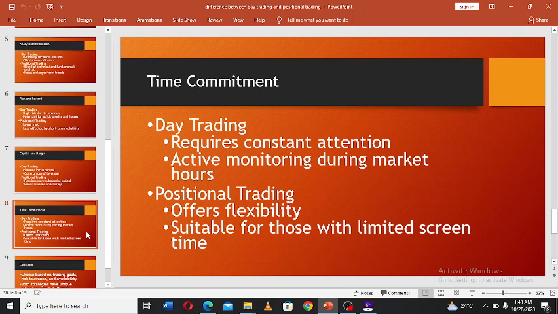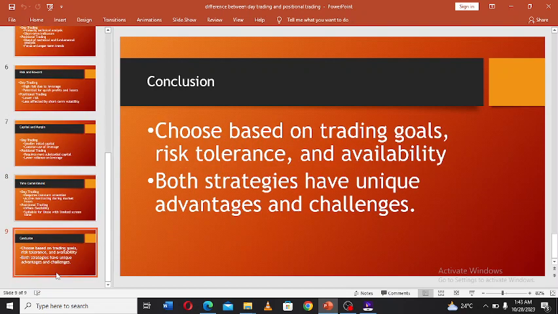So we move to the next part, which is the conclusion. In conclusion, choose based on your trading goals, risk tolerance and availability. Both strategies have unique advantages and challenges. What this is trying to say is you should choose based on your trading goals, what you want to achieve, what your plans about trading are.